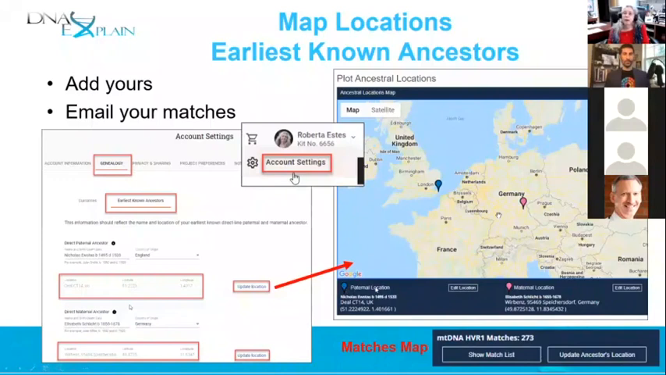But I also email my matches from time to time, and I send them information about this. And I say, look, if this information is useful to you, and if you would add yours, and I can tell that they haven't because the earliest known ancestor field's not filled in and they're not on my matches map, then if you will add yours, then it will help us all. And you know what? It's amazing. They do. I don't just ask them to. I explain how it will help them and how it helps everybody. And then they're much more inclined to do that, whether they answer me or not.